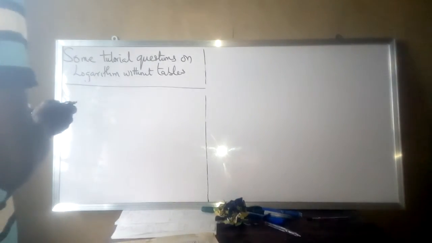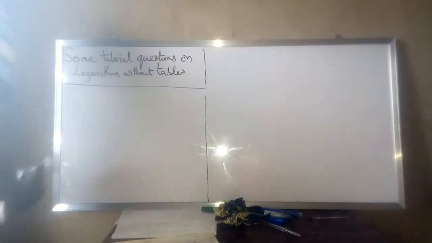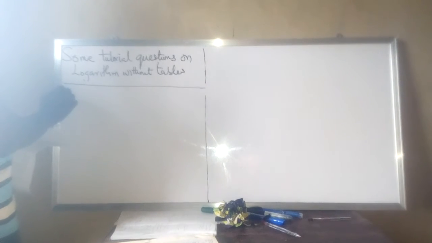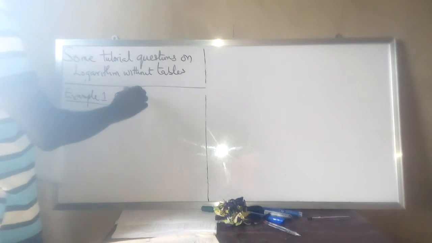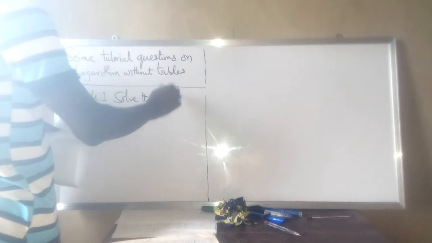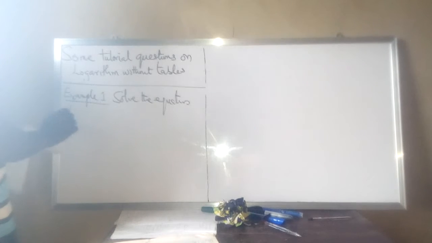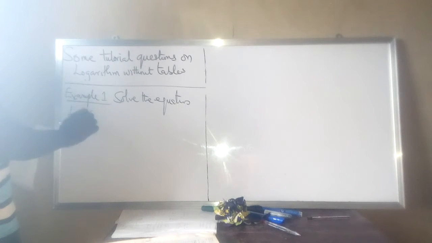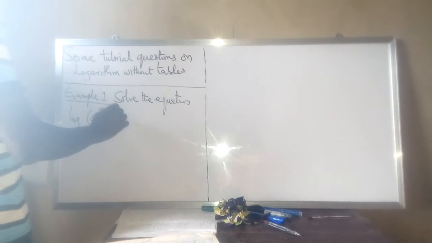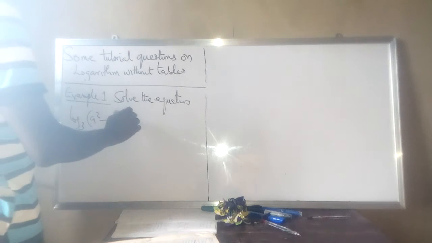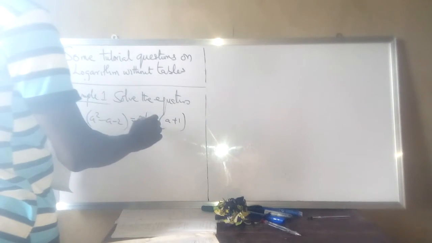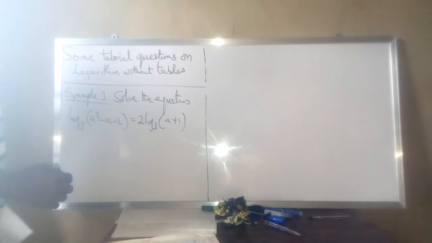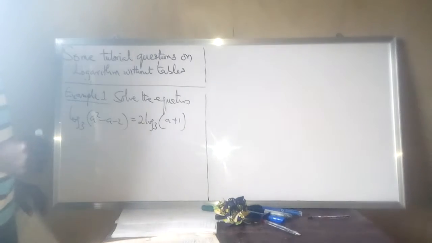The first question we are going to consider here is: solve the equation. This is example one. Solve the equation log(a squared minus a minus 2) base 3 is equal to 2 log(a plus 1) base 3. Now, this is an example of a question under logarithm without tables.